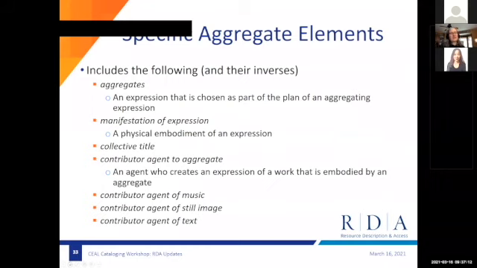So there are some specific aggregate elements. Aggregates, that's an expression that is chosen as part of the plan of an aggregating expression. Manifestation of expression. Collective title, because you can't have a collective title of something if you don't have more than one thing. Contributor agent to aggregate, contributor agent of music, contributor agent of still image, and contributor agent of text. Again, you won't have contributors unless you're contributing to something else. Next slide, please.